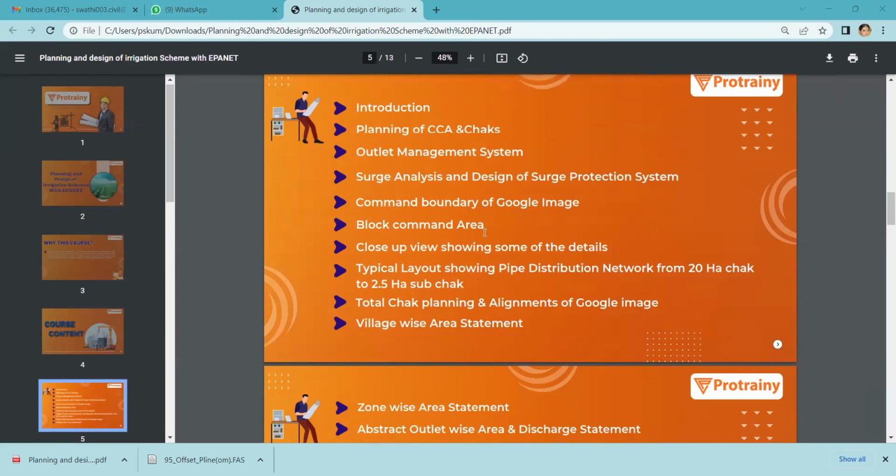Block command area means the area that is surveyed in the eye cut is shown in the map. That complete map with survey numbers is called the block command map. Command boundary of Google image.